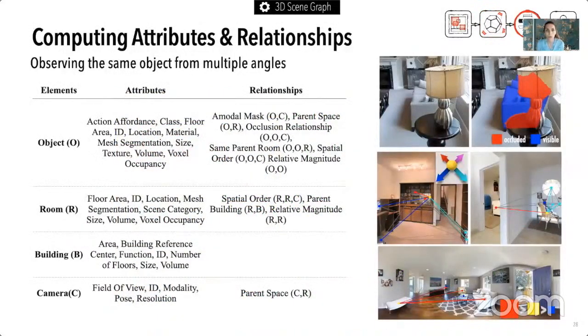Given that we now have the semantic understanding of the object labels and the instance segmentation, we can compute the rest of the attributes and the relationships for each of the nodes that exist in the 3D scene graph. Most of them we get in an analytical way. Others we have to do in a manual way. And of course, where there are other learned methods that we can use, we use those.